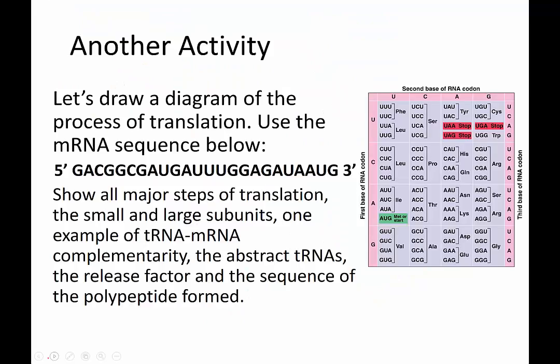So here's another activity. This is going to ask you to draw translation instead of transcription this time. I've given you another sequence from 5' to 3', and I want you to translate the sequence as well as draw out the major steps. I think this is a very helpful activity for studying for exams, since it really has you think about the process as well as the steps that take place.